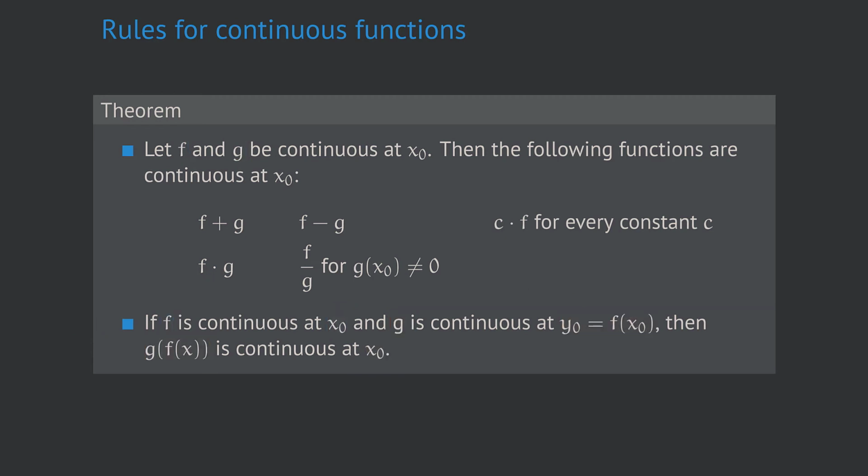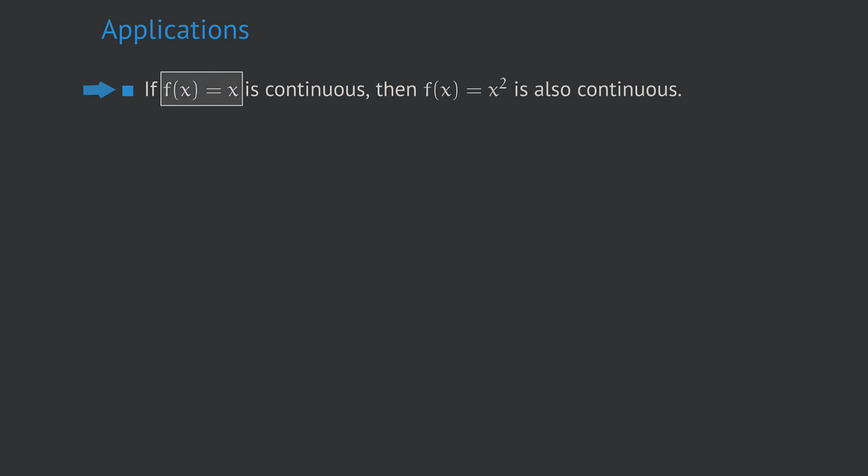Now that theorem allows us to take two continuous functions and combine them in basically any way we can think of. The resulting combination will then also be a continuous function. So the theorem has the following direct applications. If the straight line function f of x equals x is continuous, then we can build the multiplication with itself and know that the resulting function f of x equals x squared is also continuous.